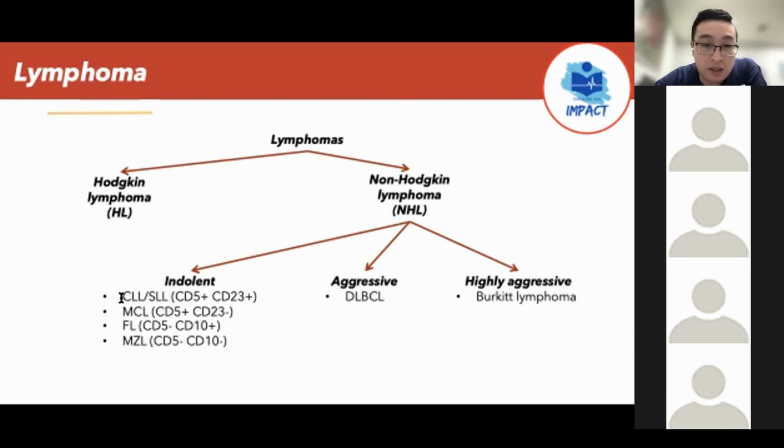The aberration there is a translocation that causes cyclin D1 overexpression, which just drives the cells through the cell cycle like crazy. Follicular lymphoma is the third one. The main abnormality there is a translocation that causes overexpression of BCL2, which is the protein that's targeted by venetoclax. And BCL2 is a pro-survival protein.